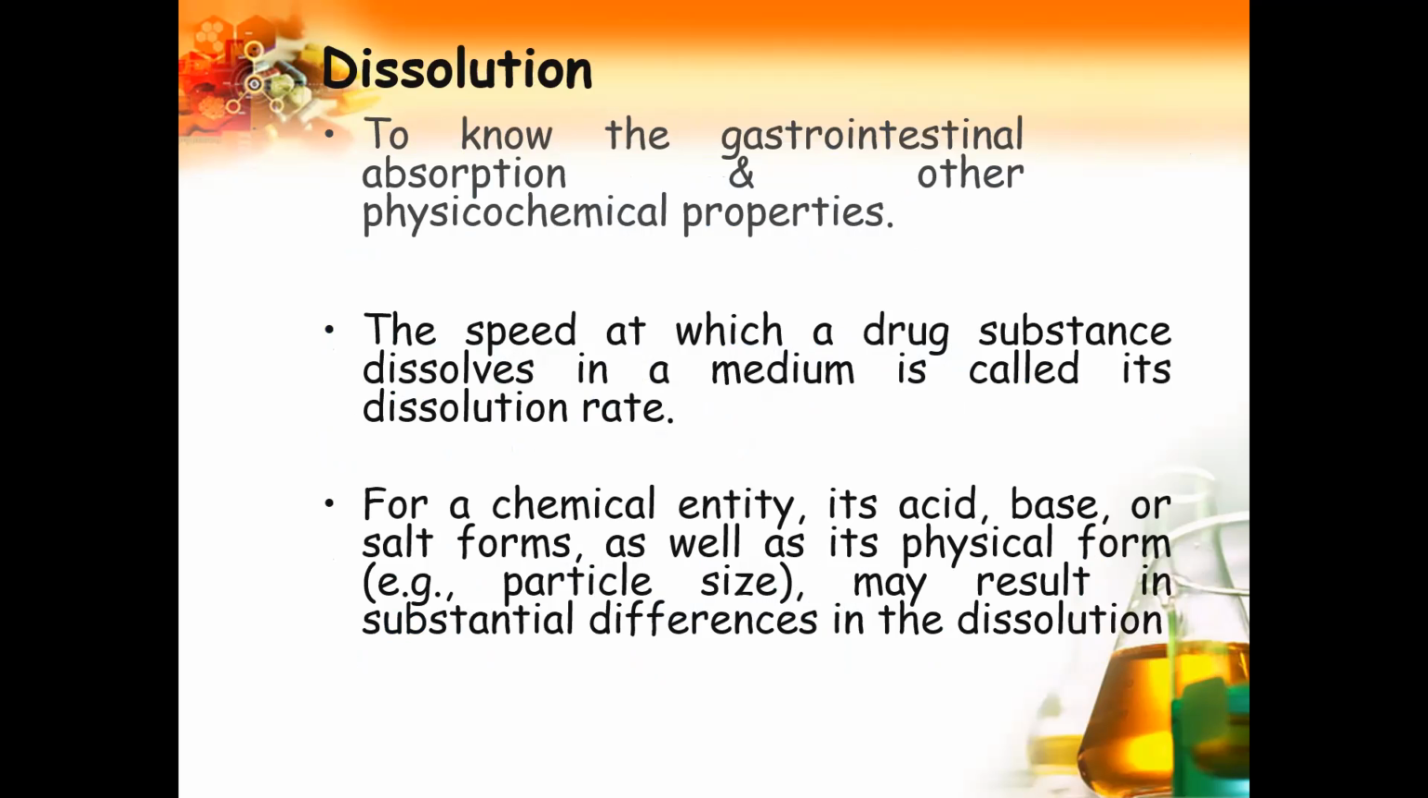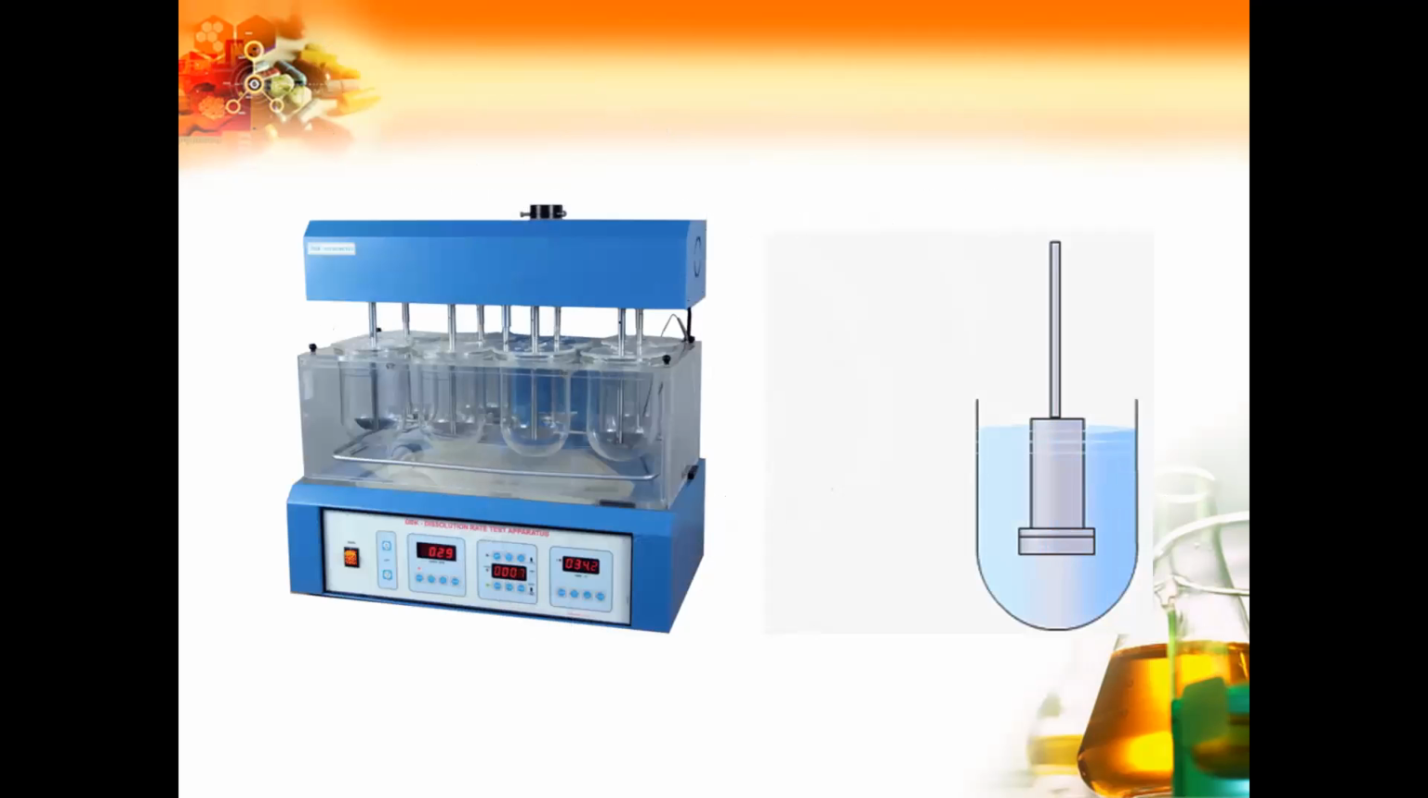The next parameter is dissolution. To know the gastrointestinal absorption and other physicochemical properties, the speed at which a drug substance dissolves in a medium is called its dissolution rate. For a chemical entity, its acid, base, or salt form, as well as its physical form, for example the particle size, may result in substantial variations in the dissolution. This is the dissolution apparatus.